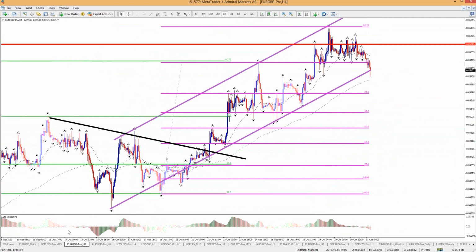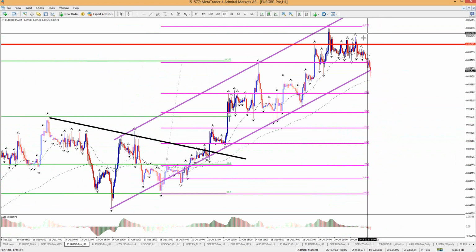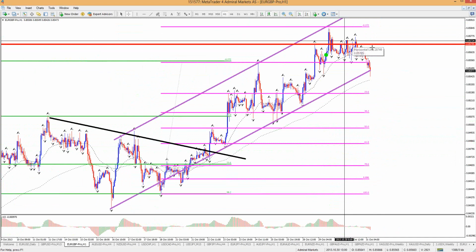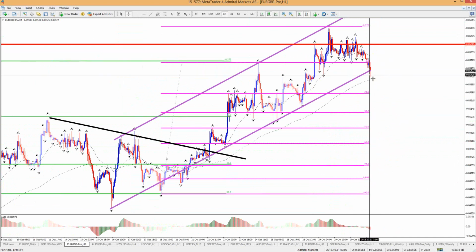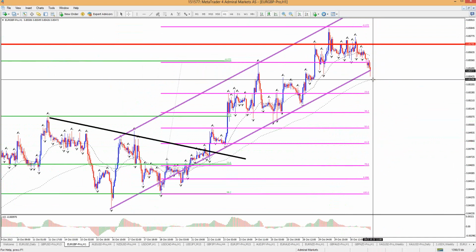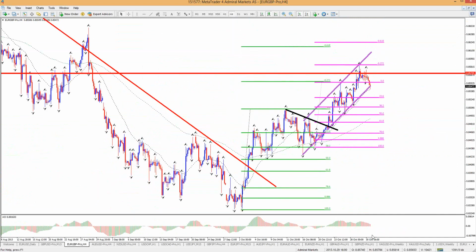How about the Euro Pound? Euro Pound couldn't make it up, in fact. Couldn't push to the 86 level. It's corrected deeply to the downside, or some bit to the downside in any case.